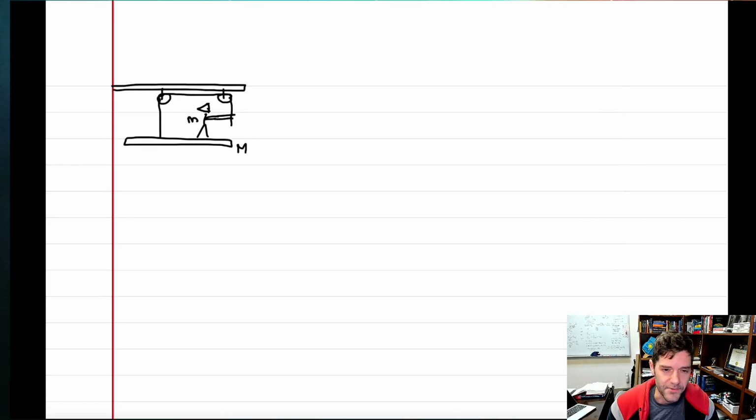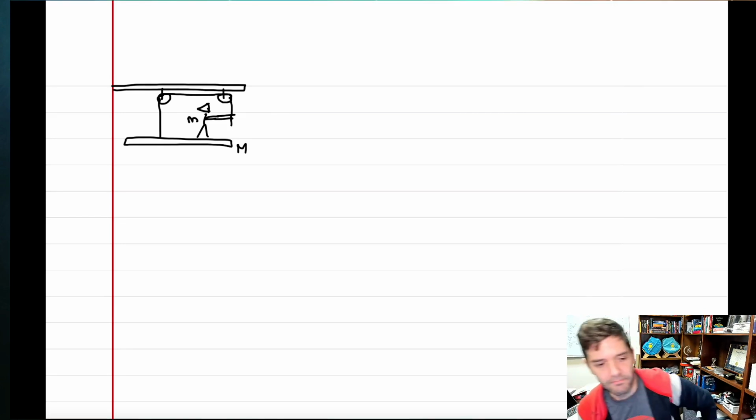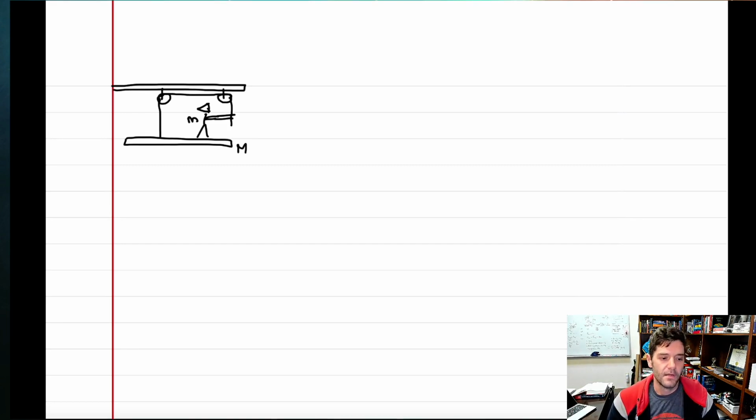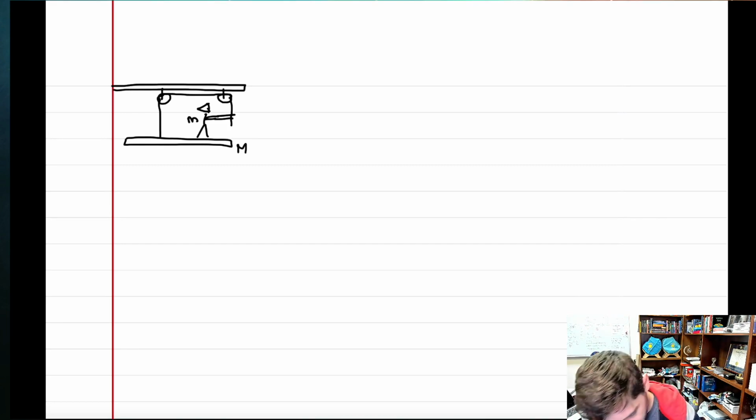This is called like a painter's chair, I think it's called, or something like that. Or there's another word for it. Boson chair, maybe. Where you can pull down on the rope and you and the platform will move up. And the question is, how much force do you need to pull down on the rope to rise up at a constant speed?